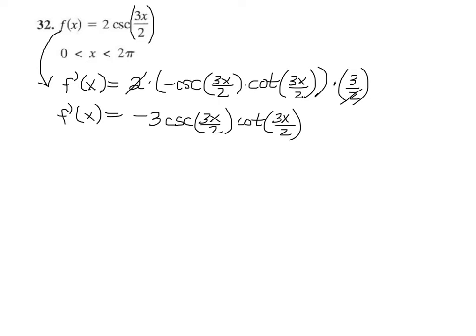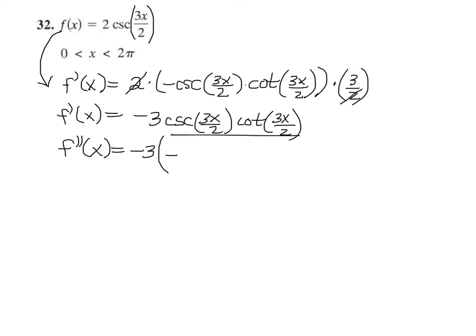So again, we want the second derivative because the first derivative tells us where we're increasing and decreasing, and it tells us relative extrema. The second derivative tells us concavity and points of inflection. So now we're going to do the constant multiple rule again, so we're going to have negative 3 times. What I'm going to do is take that negative 3 and multiply by it at the very end. So we're going to have the derivative of these two things using the product rule. So we're going to have negative.